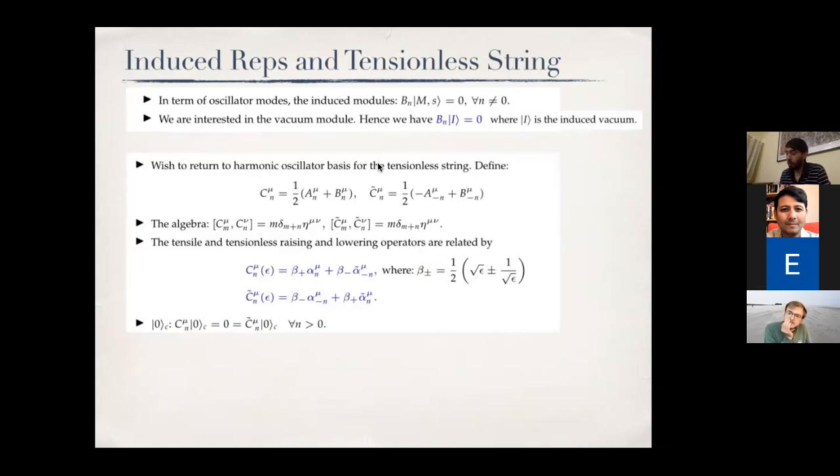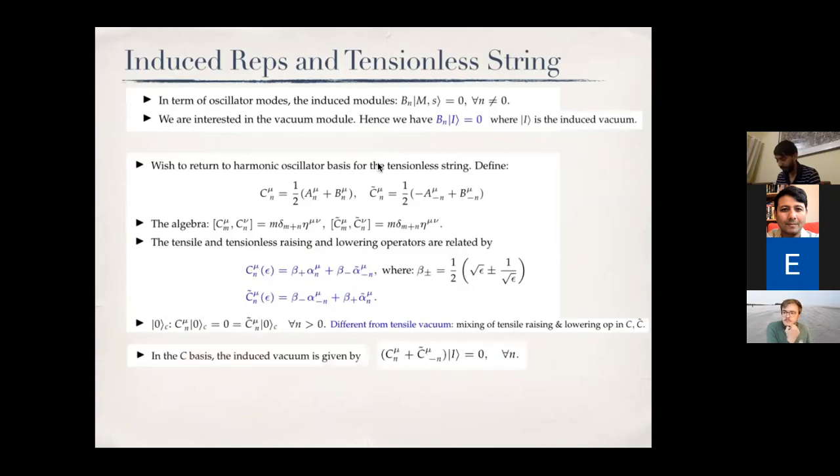Now, we are also going to define a vacuum, which is 0C, annihilated by Cn and C tilde, just the usual sort of oscillator vacuum. Okay. So this is not the same as what we were doing for the usual string theory, because it mixes up alpha and alpha minus. Okay, alpha plus and alpha minus.